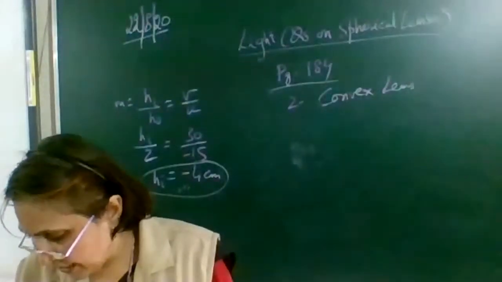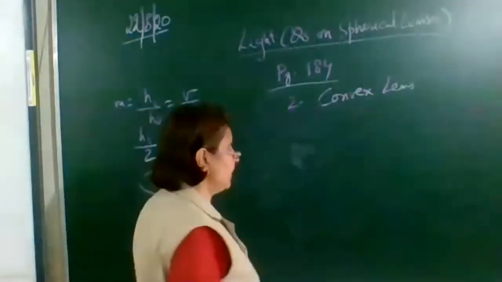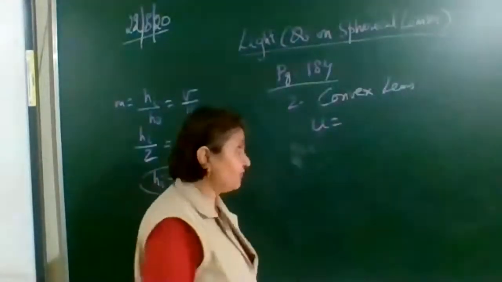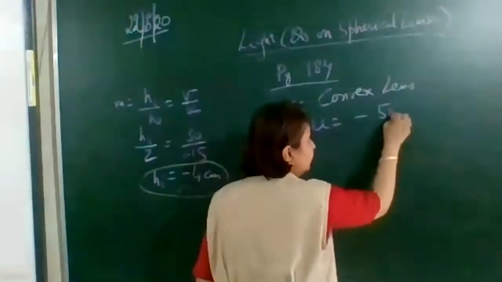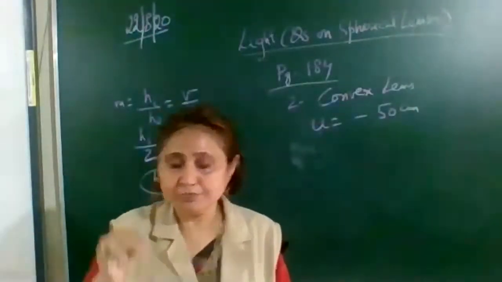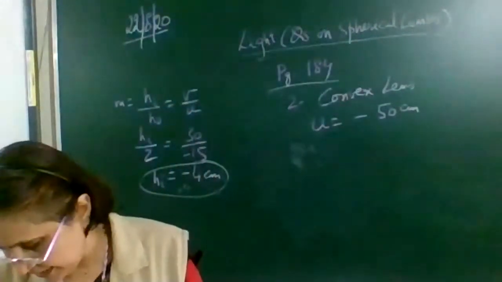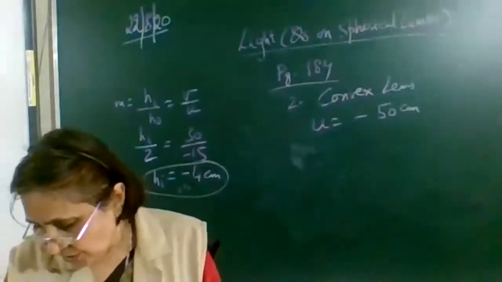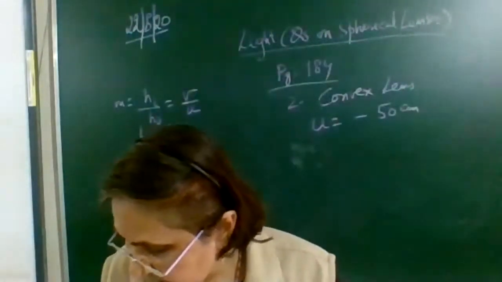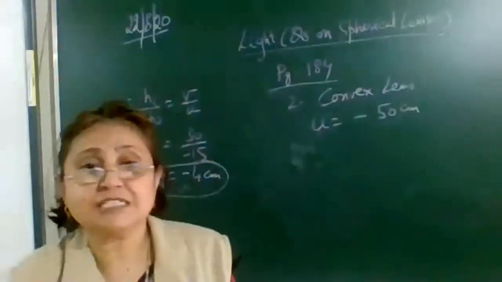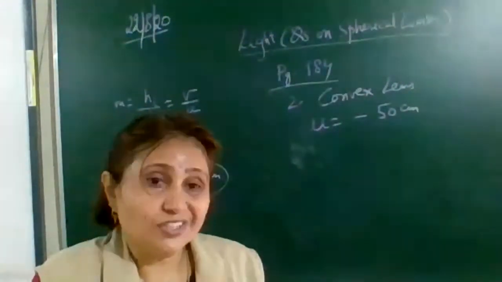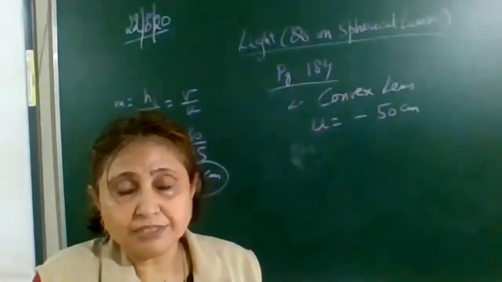Okay, of a needle at a distance 50 centimeters from it. So the needle is the object which is placed at 50 centimeter. We know that the object is always placed to the left of the lens. So the object distance is minus 50 centimeter. Okay, where is the needle placed in front of the convex lens? If the size of the image is equal to the size of the object.